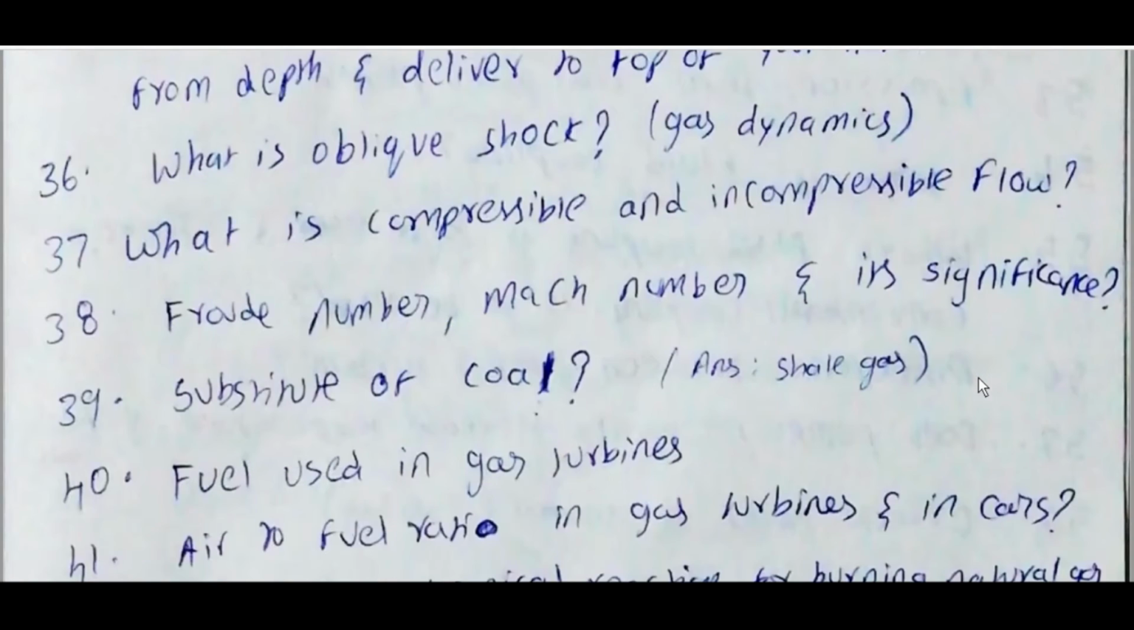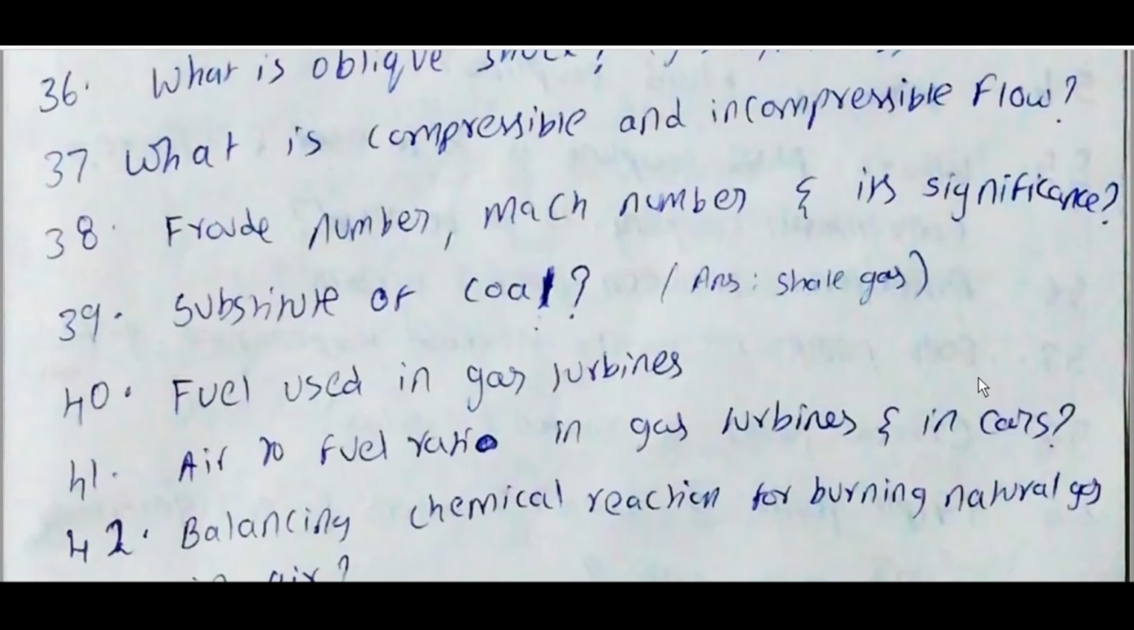Fuel used in gas turbines. Fuels used are natural gas, methane, ethane, propane, octane, which is gasoline, isooctane, gasoline, nothing but petrol, and dodecane, which is kerosene. Generally, a blend of gasoline and kerosene is commonly used.